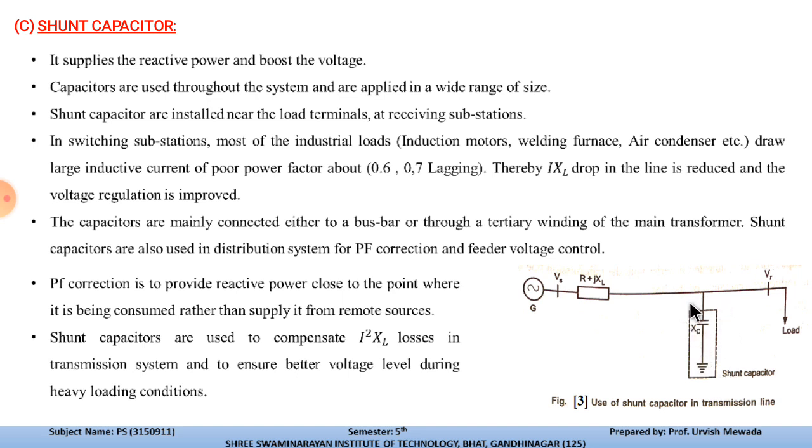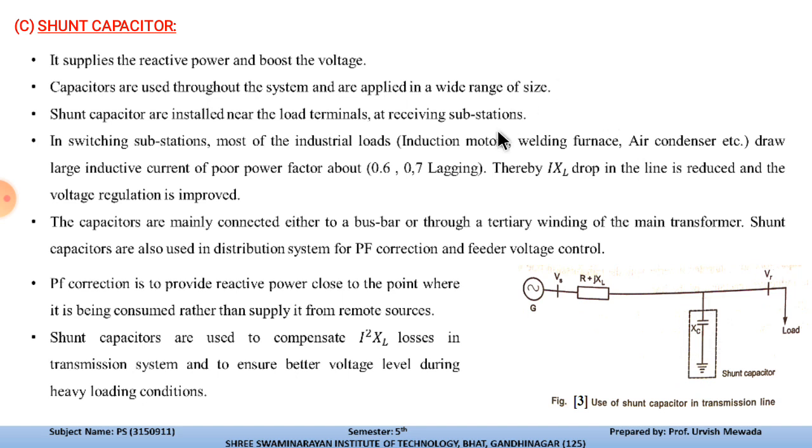By injecting the reactive power into the transmission line, we can compensate the reactive power of the transmission line. Here we are injecting the capacitive reactance, so that we are injecting the capacitive leading I square XL.